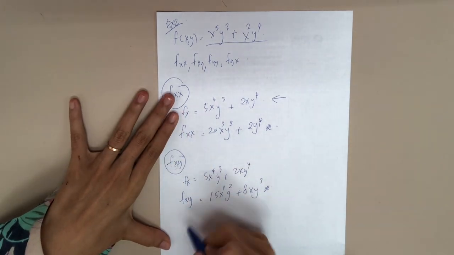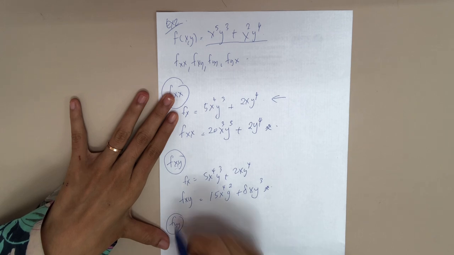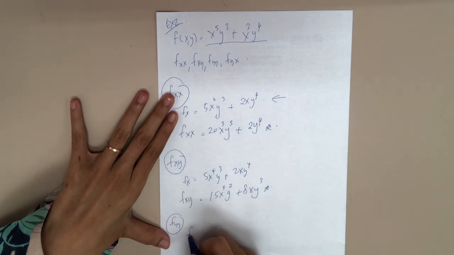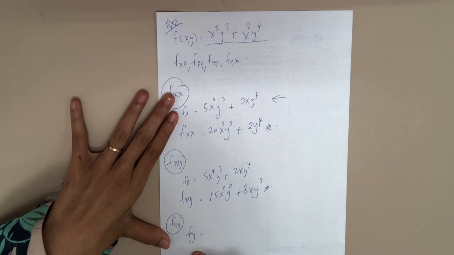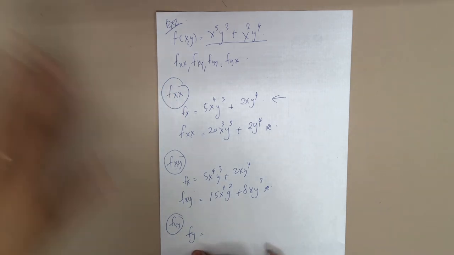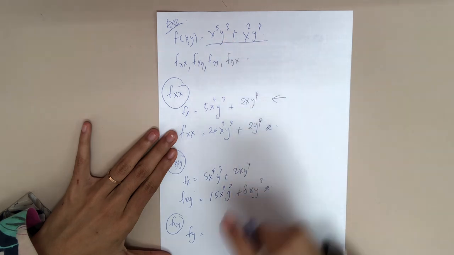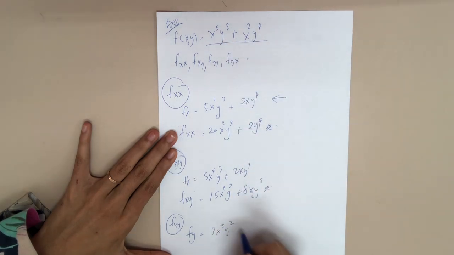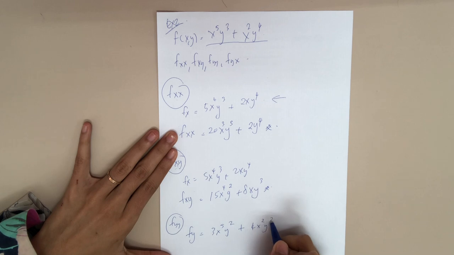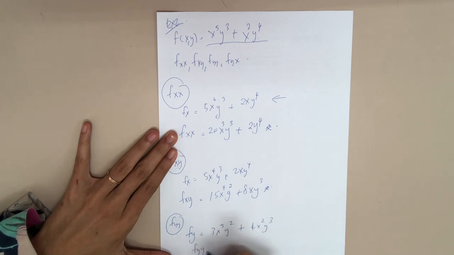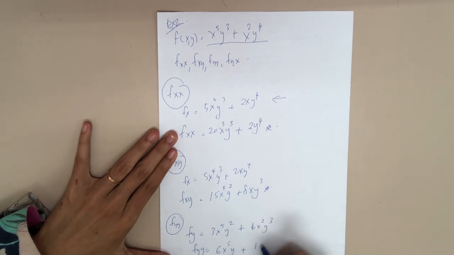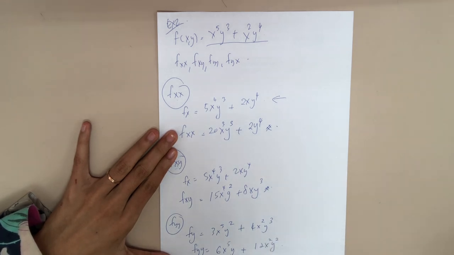The third one is fyy. For fyy, you start with fy, which means you differentiate with respect to y first. The answer should be 3x^5 y^2 plus 4x^2 y^3. And the second derivative is also with respect to y. So you have 6x^5 y plus 12x^2 y^2. So this is the answer.